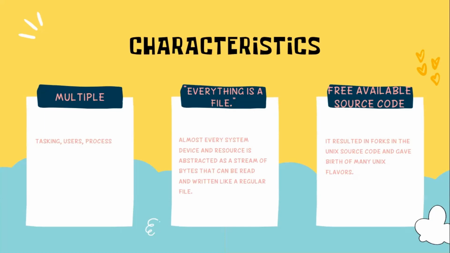Also, the freely available source code of Unix made it easier for vendors to modify the code as per their requirements. So it resulted in forks in the Unix source code and gave birth to many Unix flavors. It is difficult to determine exactly how many Unix-based operating systems exist, and the number of Unix flavors could be in the hundreds, including active and obsolete.